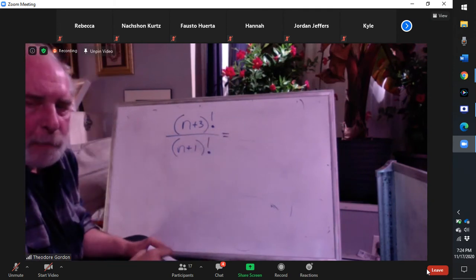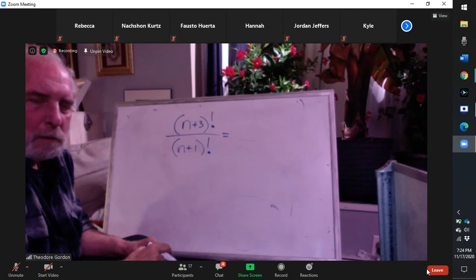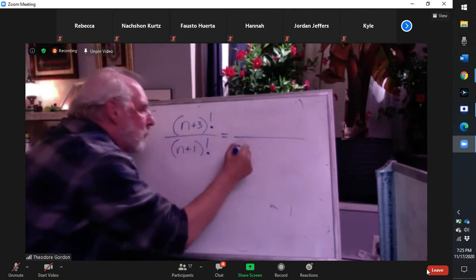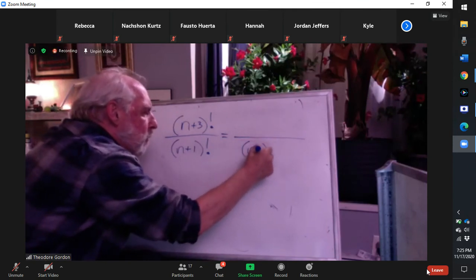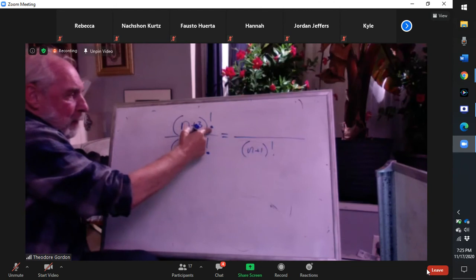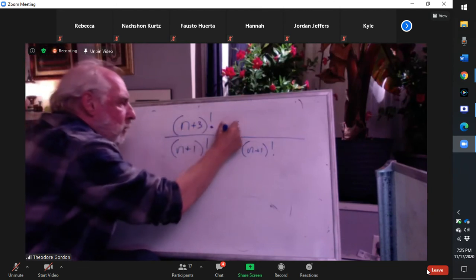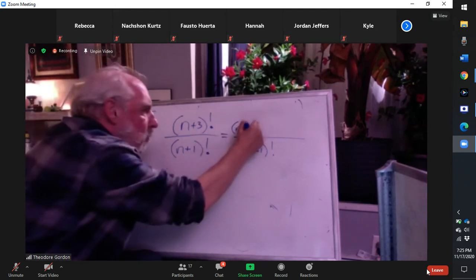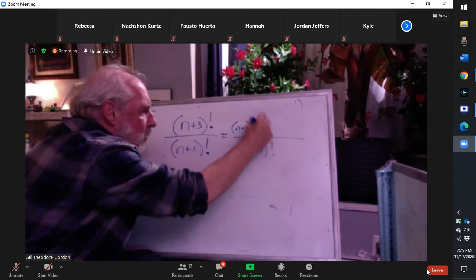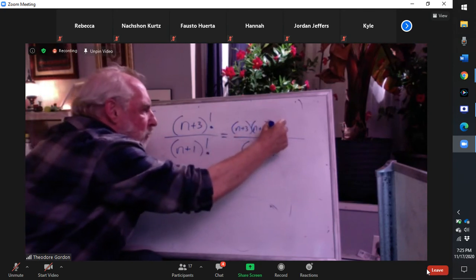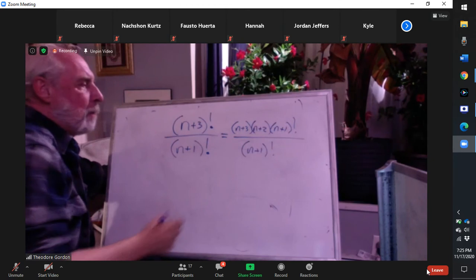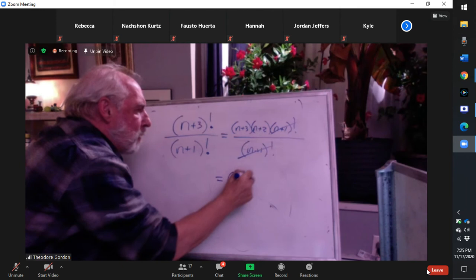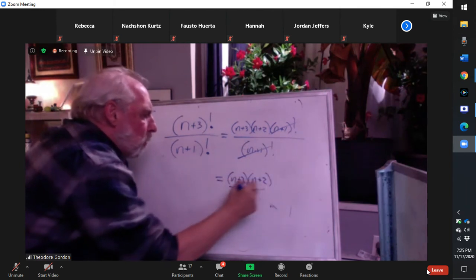So what's bigger, top or bottom? Top. Top is bigger because of the plus 3 and the plus 1. So on the top, here I'm just going to keep the smaller number. On the top, by definition, n plus 3 factorial is n plus 3 times 1 less than that, which is n plus 2, times 1 less than that, which is n plus 1 factorial. These cancel out. This leaves us with n plus 3 times n plus 2 over 1.